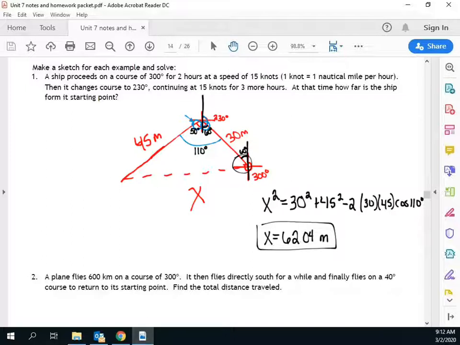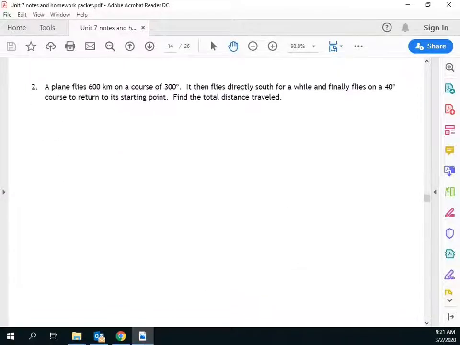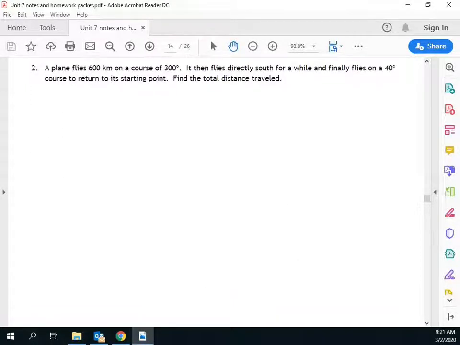Everybody get 62.04 miles? Good. All right, let's go on to the next one. See if I can draw these better. It's really hard to scale it with this thing that I draw on because it's hard to see at different angles. Okay, a plane flies 600 kilometers on a course of 300 degrees, then flies directly south for a while, and finally flies on a 40-degree course to return to its starting point. Find the total distance traveled.